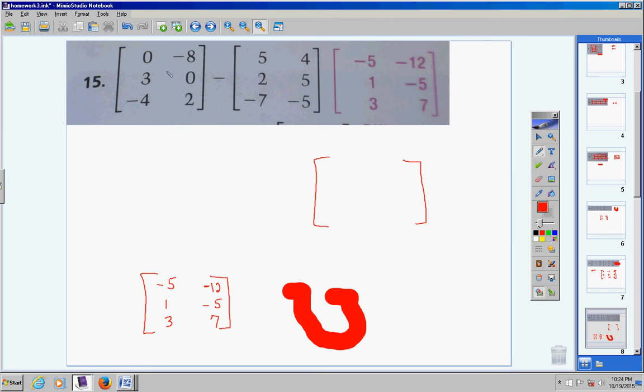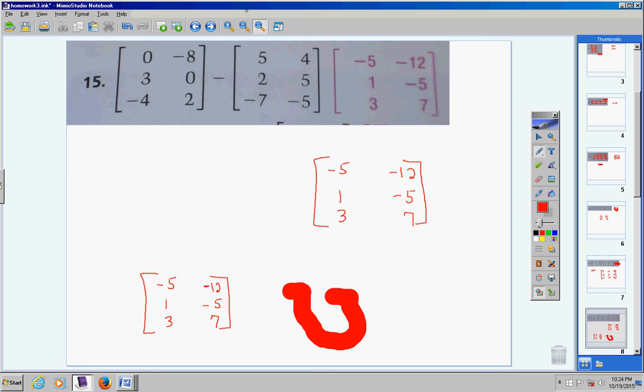Here we go. 0 minus 5 is negative 5. Negative 8 minus 4 is negative 12. 3 minus 2 is 1. 0 minus 5 is negative 5. Negative 4 minus a negative 7 would be negative 4 plus 7. Negative 4 minus a negative 5 is negative 4 plus 5, which would be, sorry about that, students, 2. 2 minus a negative 5 is 2 plus 5, which would be 7, okay? And you get the same answer either way. So whatever is easiest for you, that's what I want you to learn to do, okay?